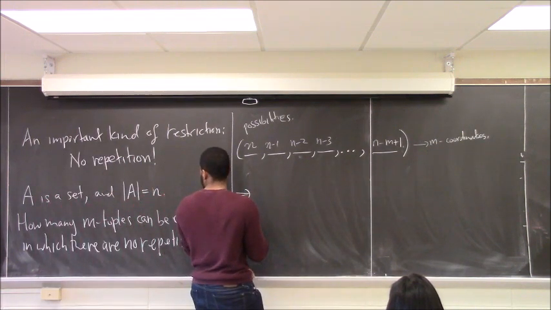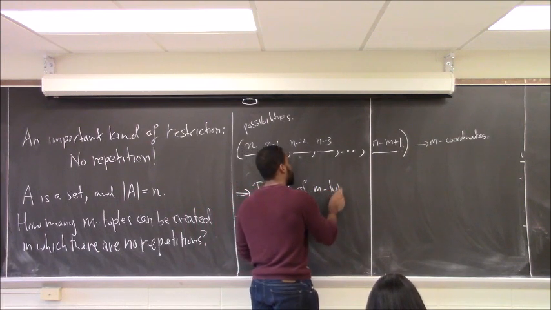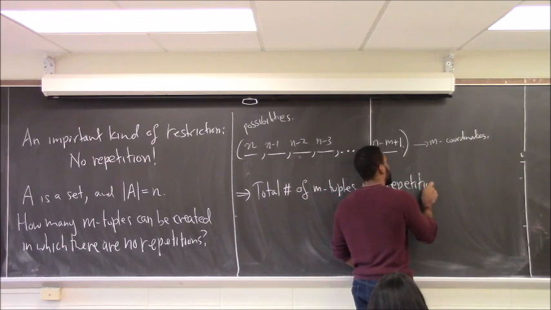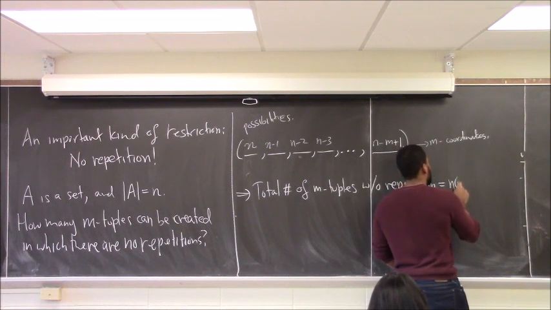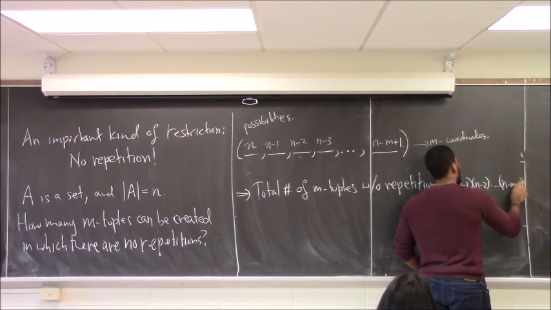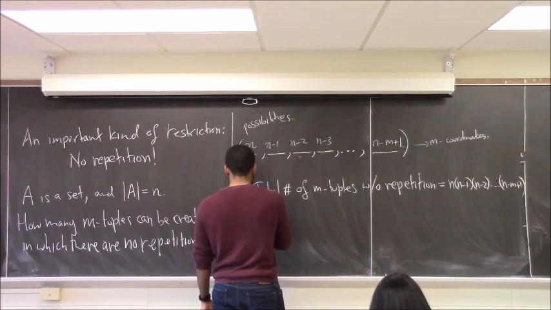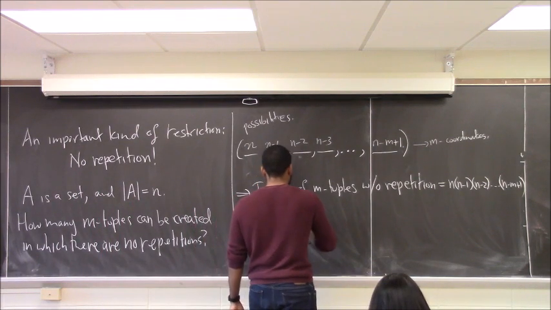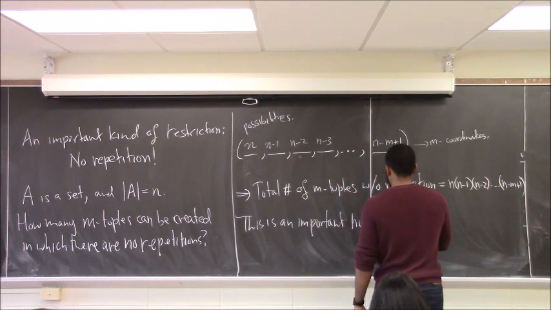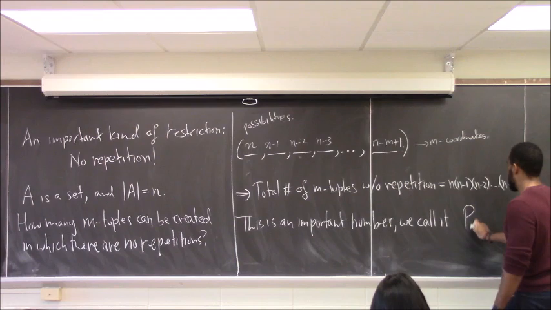So this means the total number of m tuples without repetition is n times n minus 1 times n minus 2 ... times n minus m plus 1. And this is a very important number. We call it P(n, m).